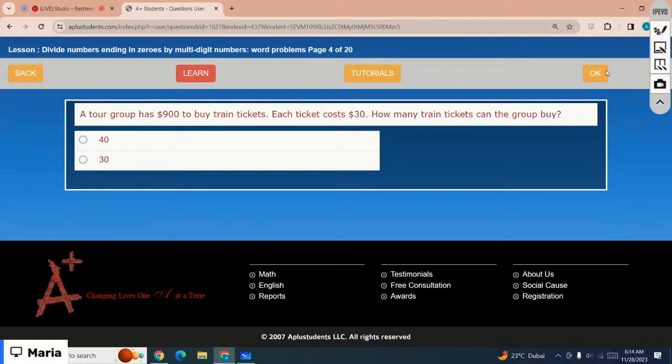A tour group has $900 to buy train tickets. Each ticket costs $30. How many train tickets can the group buy? Which is the correct option? Yes, the correct option is 30 tickets. The correct option is 30.